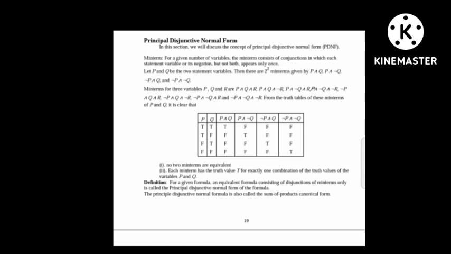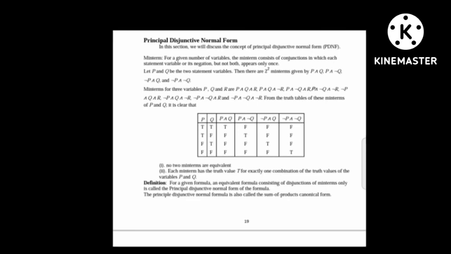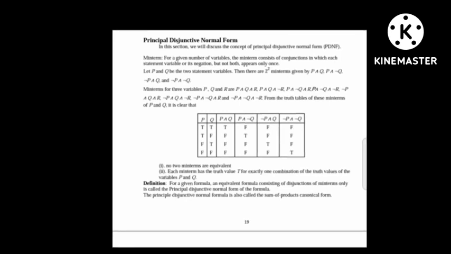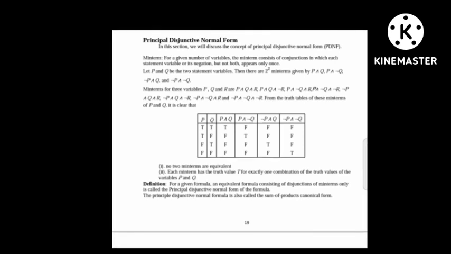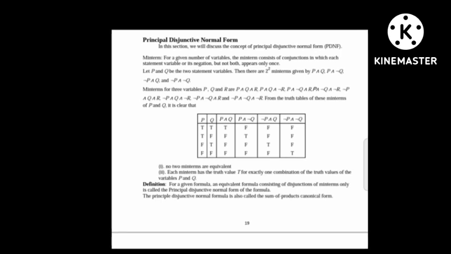Principal disjunctive normal form. In this section, we will discuss the concept of principal disjunctive normal form, PDNF. Minterms for a given number of variables: the minterms consist of conjunctions in which each statement variable or its negation, but not both, appears only once. Let P and Q be the two statement variables. Then there are 2^2 minterms, given by P ∧ Q, P ∧ ¬Q, ¬P ∧ Q and ¬P ∧ ¬Q. Minterms are the variables as you can see here.